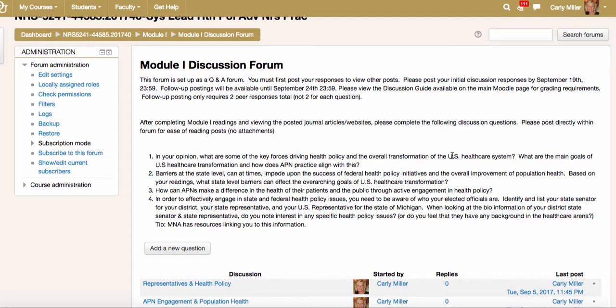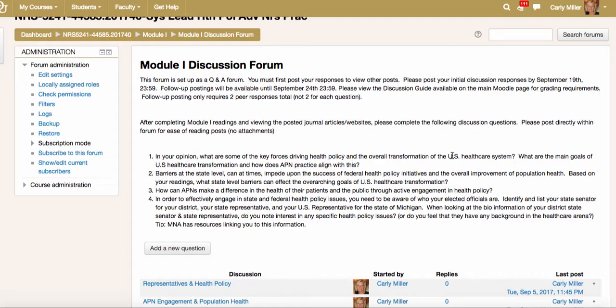So the first one: in your opinion, what are some of the forces driving health policy and the overall transformation within the U.S. healthcare system? So this is looking at it from a broad perspective. And it's your opinion. What do you feel are these driving forces? And what are the keys to transformation with our healthcare system? Then, obviously, what are the main goals of transformation? And how does our practice as an APN align with this? So that could be specific to nurse practitioner or specific to forensics. How do we fit in with healthcare transformation, and how do we improve it, essentially?